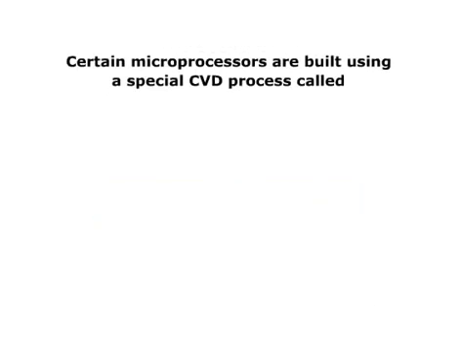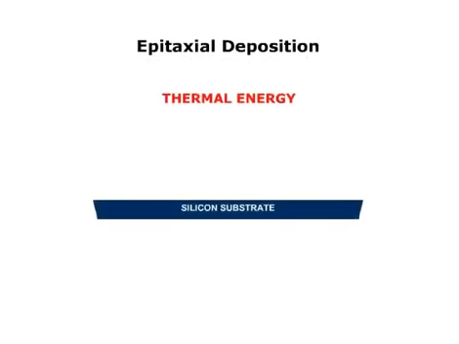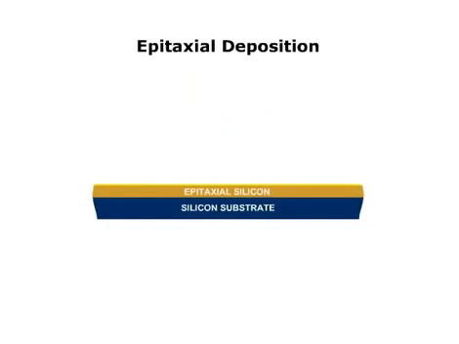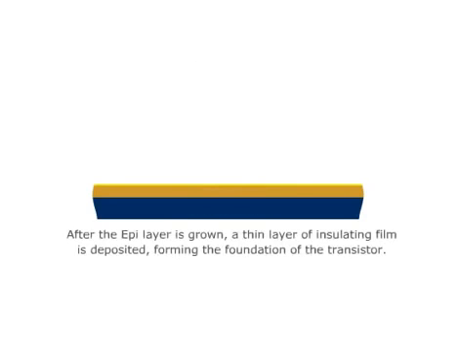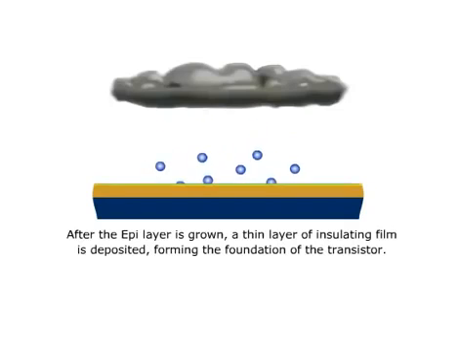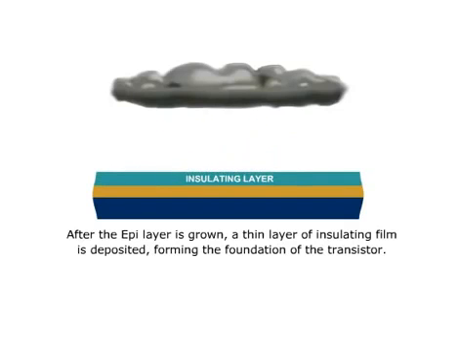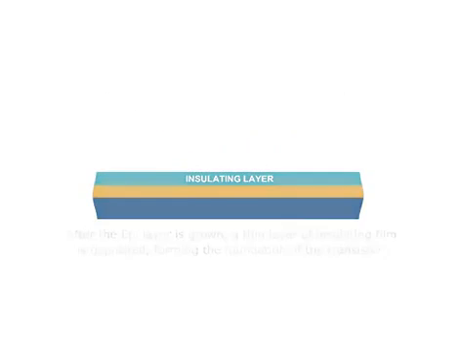On certain microchips, such as microprocessors, the first layer formed uses a CVD process called epitaxial deposition, or EPI. EPI involves growing a layer of high-quality single-crystal silicon directly on a wafer, creating better electrical properties, which results in enhanced performance for advanced microchips. A thin layer of insulating film is deposited on the EPI, forming the foundation of the transistor.